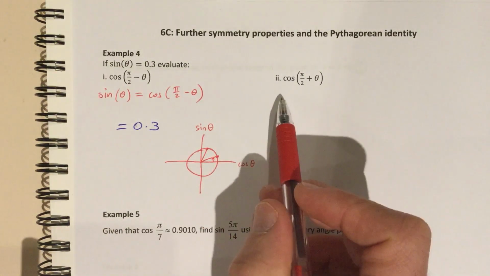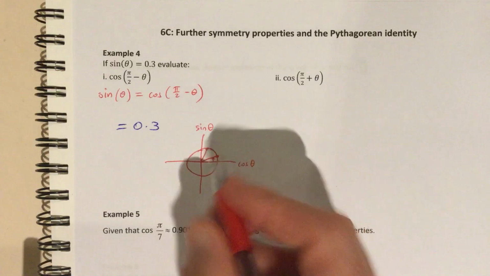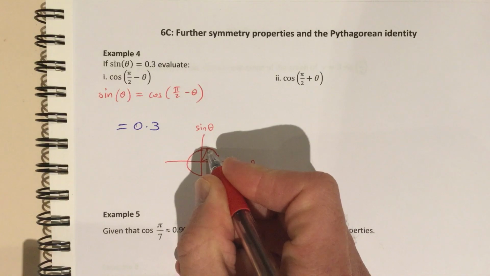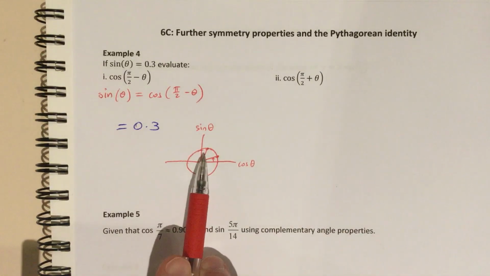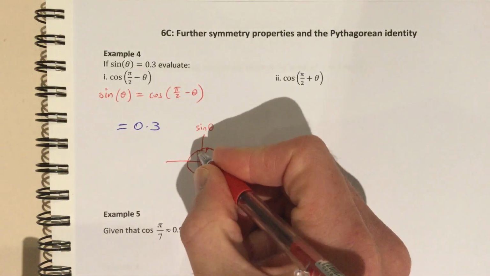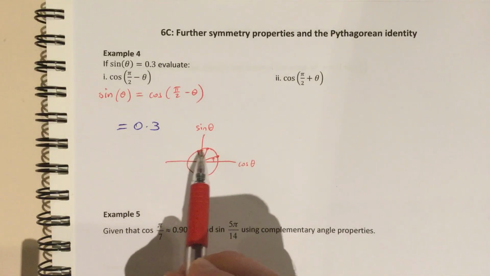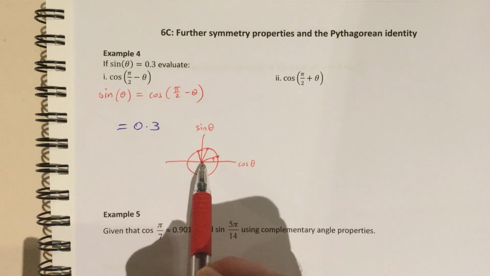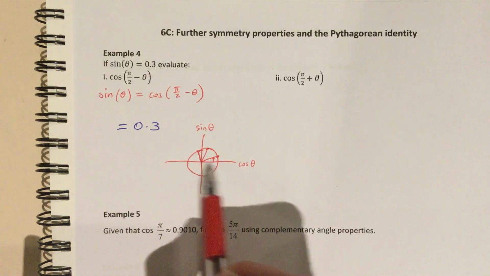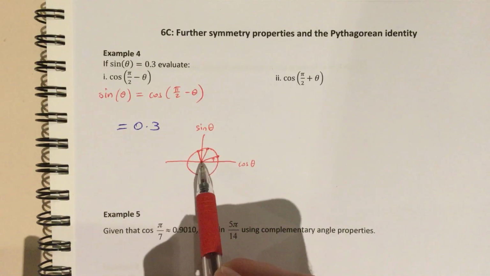In the next part of the question, where we have to work out cos of pi on 2 plus theta, what we're doing now is, instead of going from here and then subtracting theta, we're actually going to start from here and add theta. Again, excuse my not-to-scale drawing, but essentially, instead of being just to the right of the origin, we're going to be the same distance to the left of the origin. So the value of cosine will be the same, just negative rather than positive.